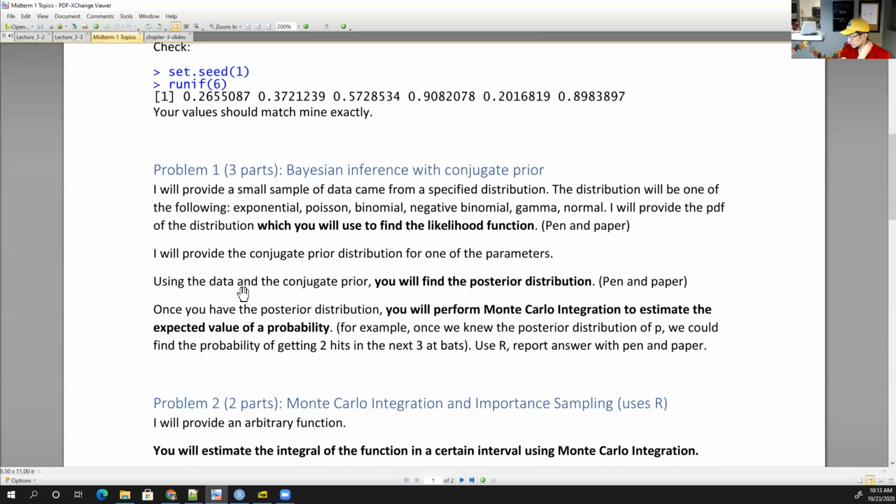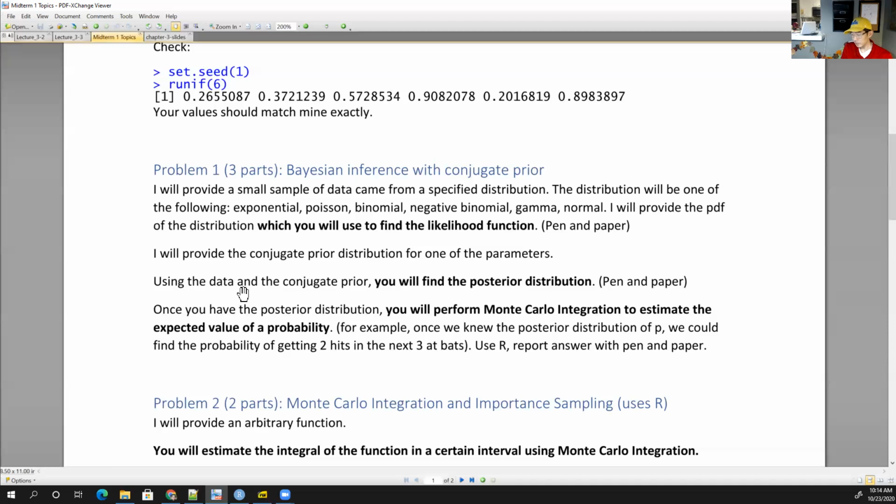So part 1 is I will provide a small sample of data that comes from some specified distribution. The distribution is going to be one of these: I'm going to say, here's some data from the exponential distribution, or the Poisson, binomial, negative binomial, gamma, or normal. Those will be your choices. And I'll provide the PDF of the distribution, and you will use the PDF and the data I've provided to find the likelihood function.